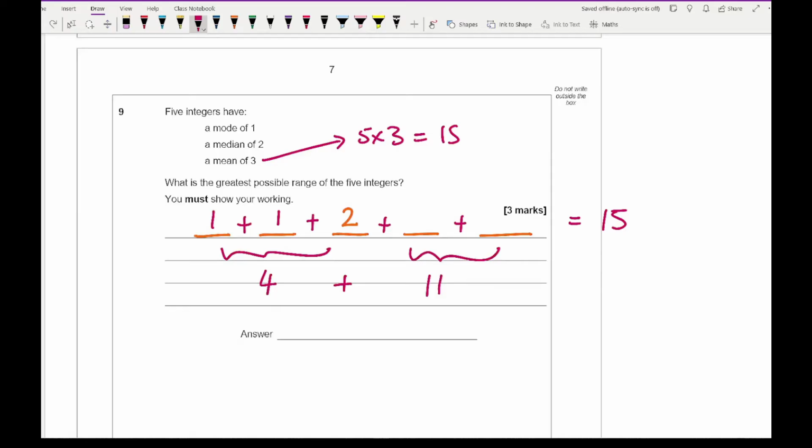So for it to be the biggest range, the smallest number that's bigger than 2, well, we can still have a 2, so let's put a 2 there, which means that this number here has got to be a 9. Actually, it can't be a 2 because we've got a mode of 1. So that means that this has got to be a 3 and this number therefore has got to be an 8. So looking at the range, it's going to be 8 take away 1, which is 7.